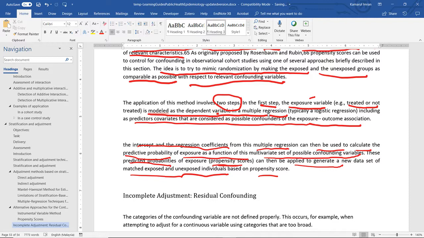It is difficult to visualize this unless you do it, or you use a data set and practice this. In Stata, there is a program for this, and in R, there is a package called MatchIt. You can practice propensity scores with the MatchIt package.